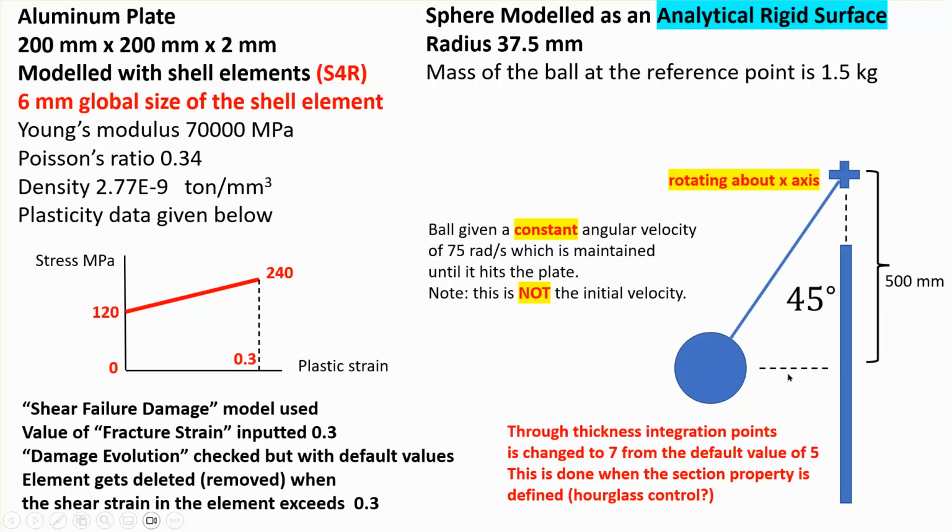This angular velocity is not the initial velocity, by the way. That angular velocity is maintained even when this sphere hits the plate and goes through it. So that's maintained, not an initial velocity. And I'm using the default 5-point integration through the thickness, in spite of the fact that a YouTuber suggested going to 7 to handle the hourglass issues, but I didn't see any issues, so I left it as default.